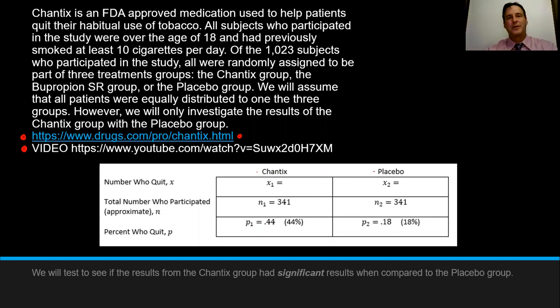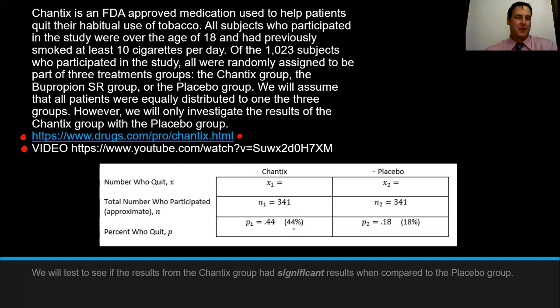And again, if there's 1,023 subjects divided into the three groups, there should be 341 members for each of the sample sizes. And it was also found that 44% of the people who participated and used Chantix quit smoking after 6 months, whereas the placebo had only 18%. And I hate to say only 18% because that's still pretty big in my eyes when you consider that they only received a placebo that didn't really chemically alter anything in their body that said you didn't really need cigarettes. Nevertheless, 18% versus 44%.